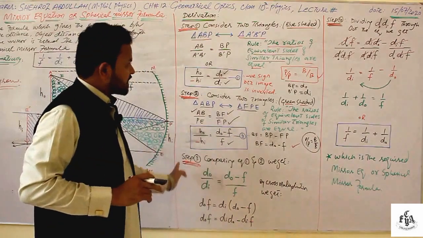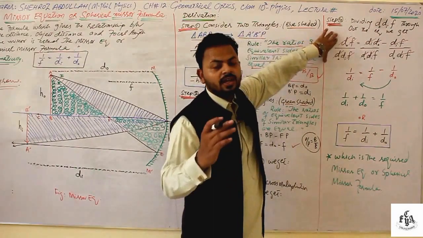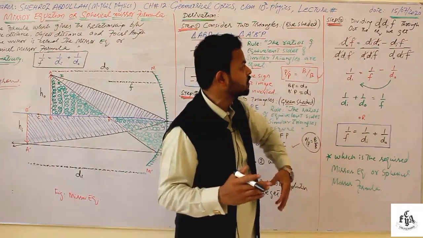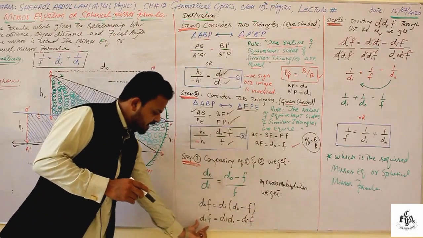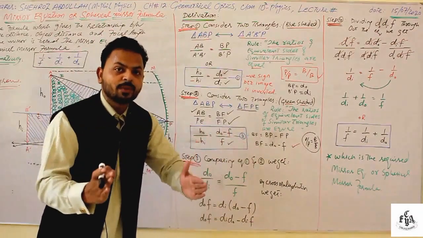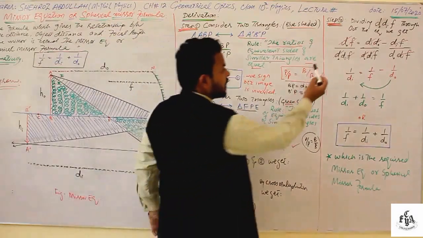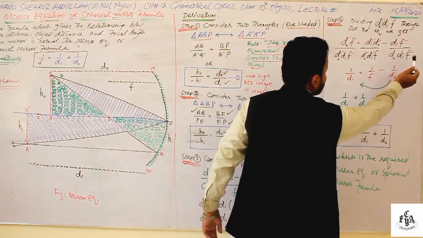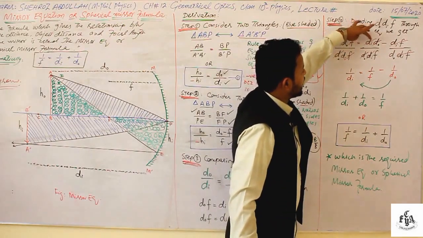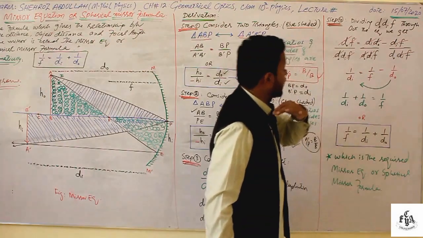Now let's come towards step 4, dividing d naught, di and f throughout the equation. We are going to divide d naught, di and f throughout the equation. This is the equation: d naught f is equal to di d naught minus di f. Throughout means on each term we divide by d naught di f. Over here d naught will be finished, small f will be finished. Over here d naught will be finished with d naught di, and over here di f will be finished with di f. What are we going to get?